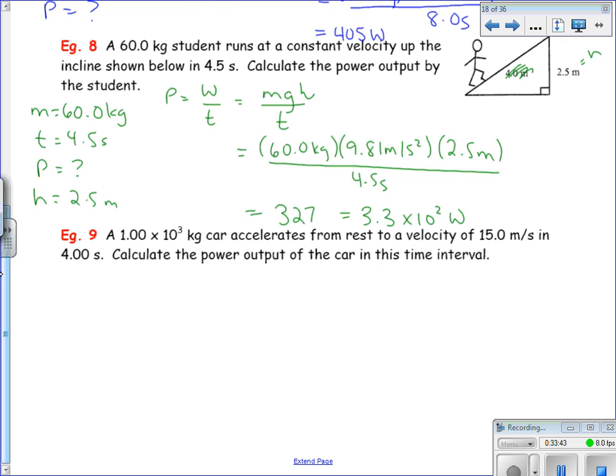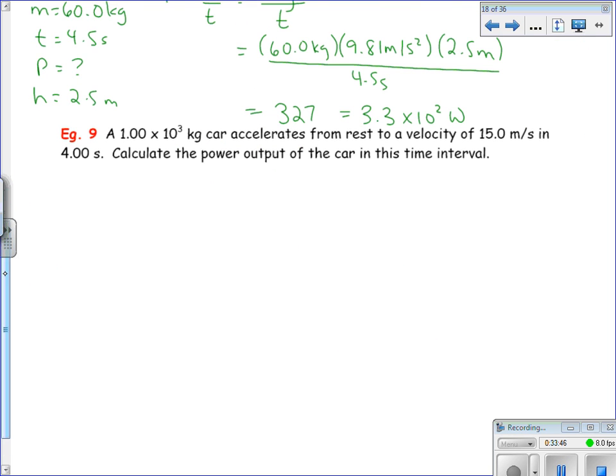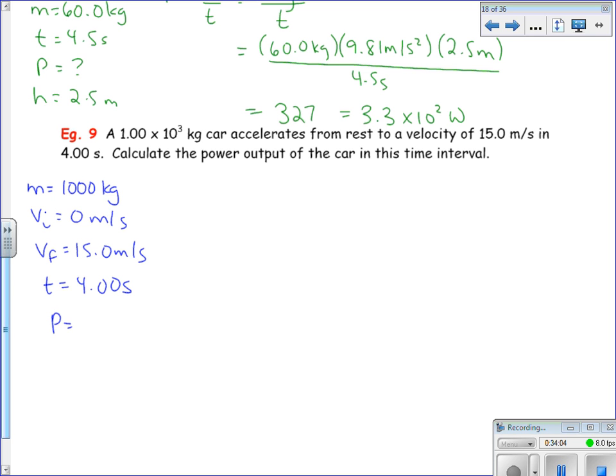Okay, and one final example. A 1.00 times 10 to the 3 kilogram car, or 1,000 kilograms, which is easier to write, accelerates from rest to a velocity of 15.0 meters per second in a time of 4.00 seconds. And we want the power output of the car over that time interval. So power is equal to a change in energy over time. In this case, it's change in kinetic energy over time, which is EK final minus EK initial over time.